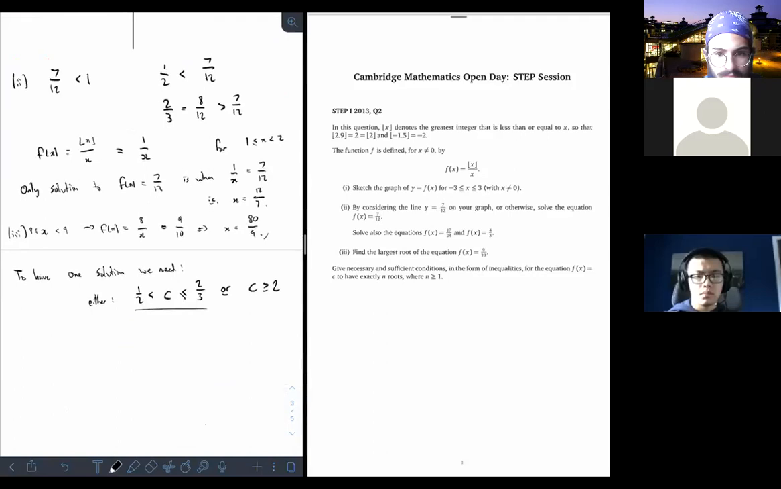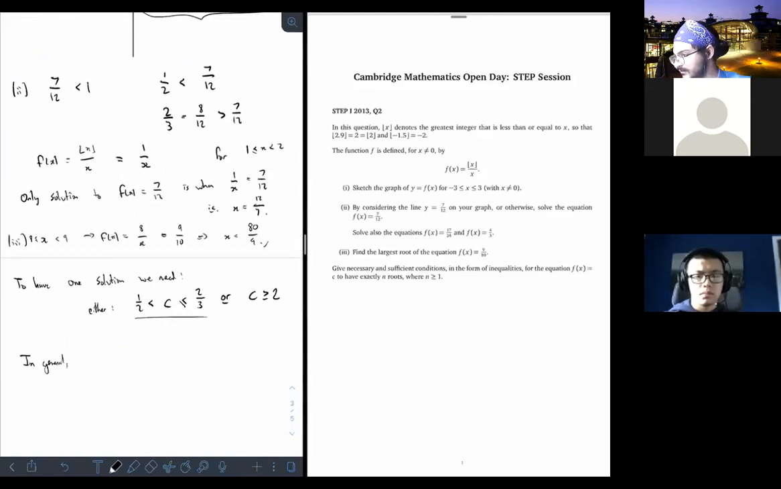And so what you should end up with is, in general, we need to have either C less than or equal to n plus 1 over n plus 2, or strictly bigger than n plus 1, or C is between n plus 1 over n and n over n minus 1. So I'm just giving the answers here. I haven't properly justified it, so it's good to go away and actually try and write this down since we have limited time here.